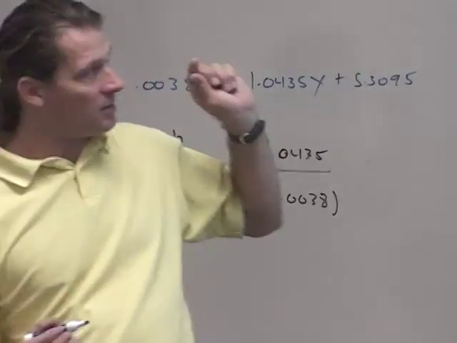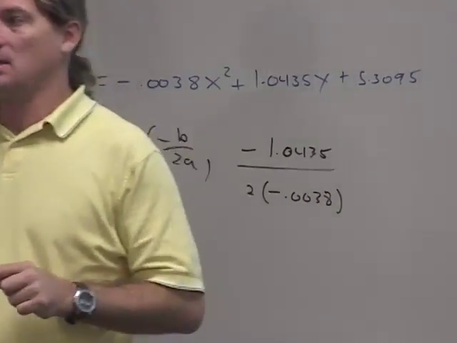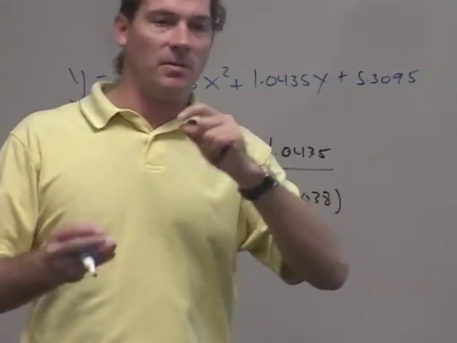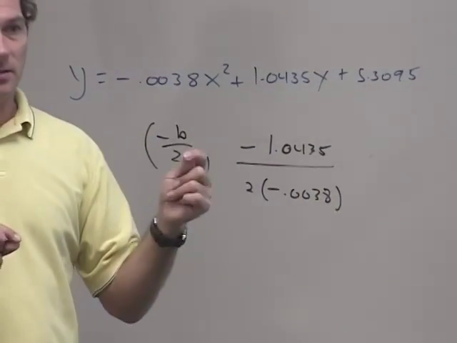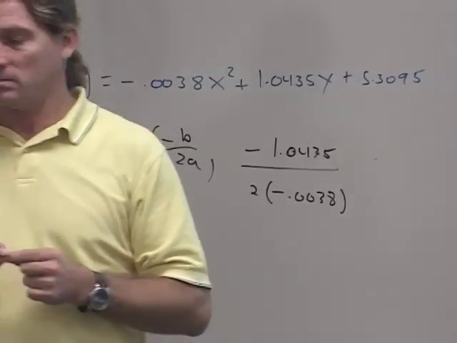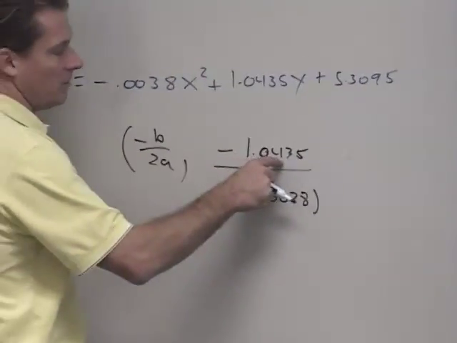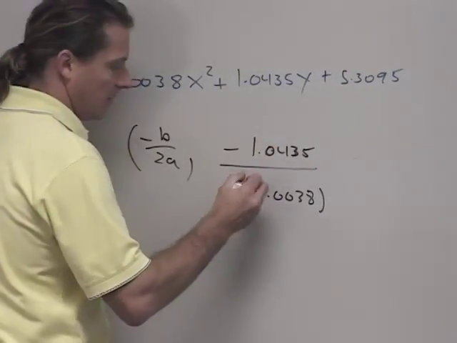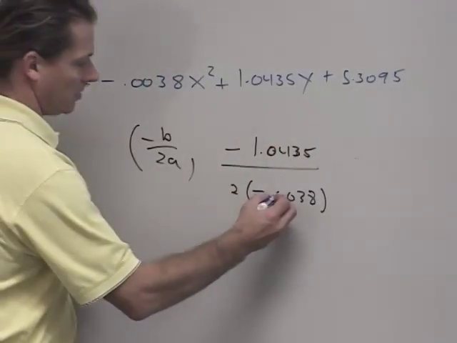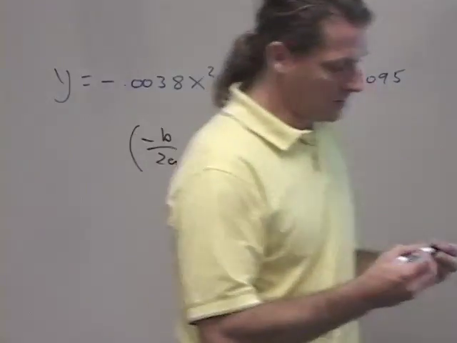The calculator's got a graph using 9 digits. So my maximizer may be off slightly from theirs, but it'll be close, okay? So take your calculator right now and do minus 1.0435 divided by 2 times negative 0.0038. I'll do the same.